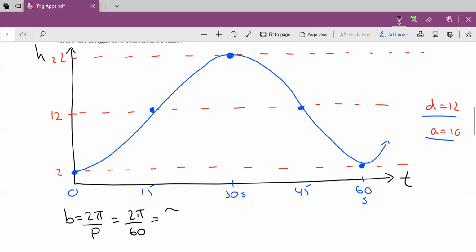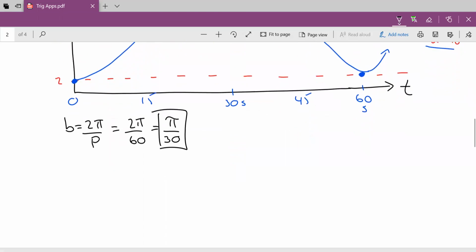So 2 over 60 simplifies to pi over 30. Don't be surprised to see that pi in the B value. It happens quite often in applications. Okay, so here we go. We've got A, B, and D. I'm going to leave C until the end.